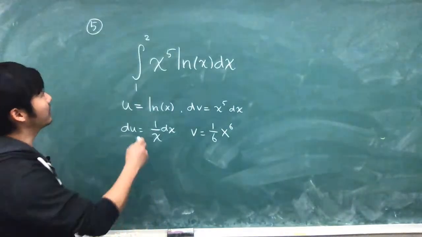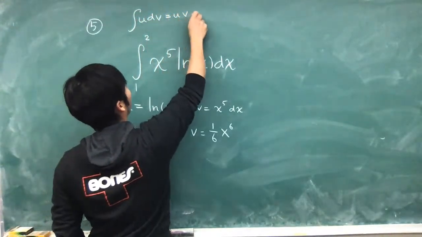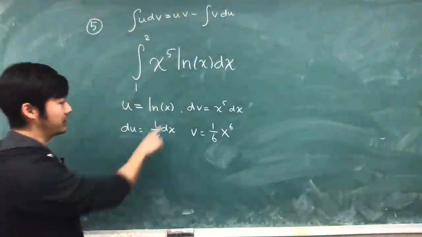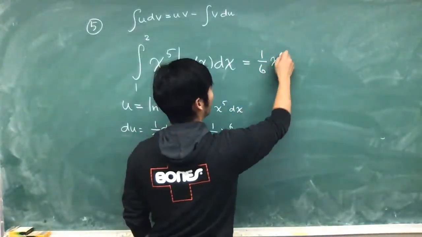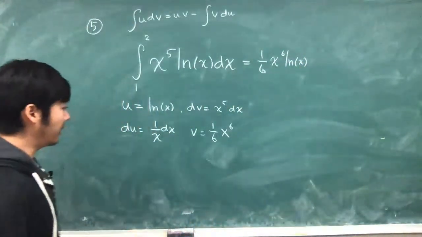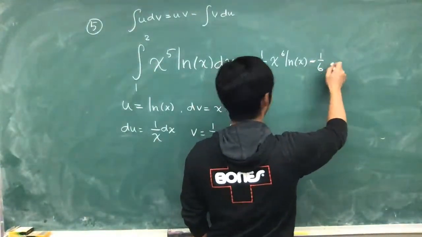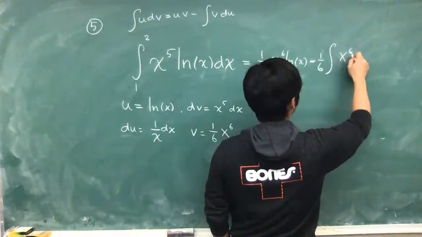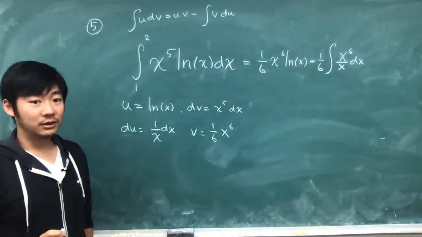And now we apply it to the integration by parts formula. So u times v is 1 over 6 x to the 6 natural log of x. And then minus the integral of 1 over 6 x to the 6 divided by x dx.